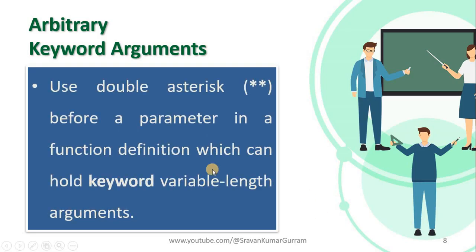While implementing arbitrary keyword arguments, we use double stars, 2 star symbols before the parameter in the function definition, and that can hold variable length keyword arguments. We covered already what a keyword argument is, right? Here we are trying to store multiple keyword arguments, variable length keyword arguments, when you use 2 star symbols before the parameter name in the function definition.